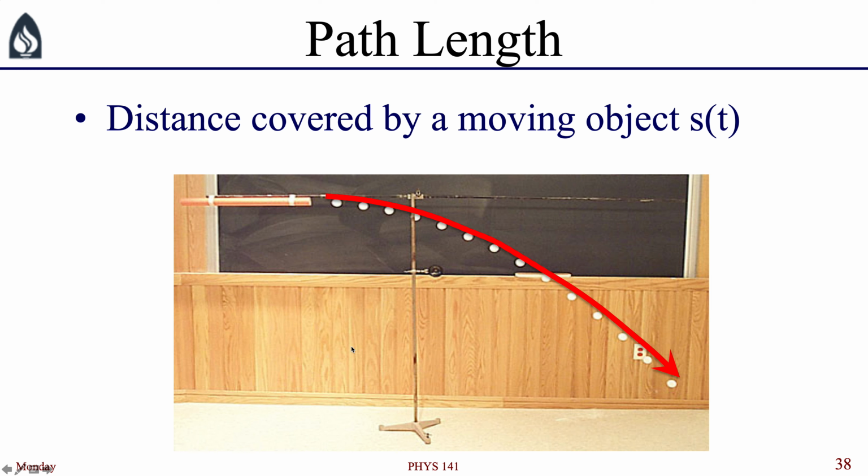So the next thing we want to discuss is a physics concept called path length. The path length is the distance covered by a moving object, and we use the symbol s to represent path length. S is a function of time, and it changes as time goes along. So we see in this picture a ball, and we can see that the path length would be the length along the path that the ball travels.